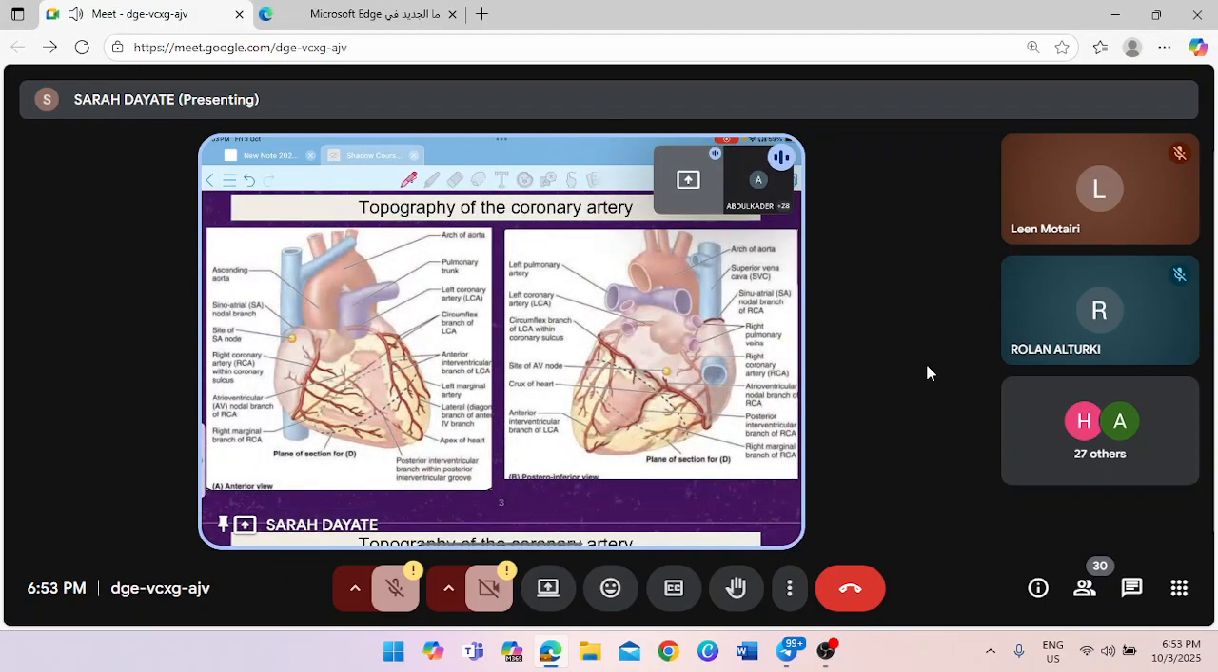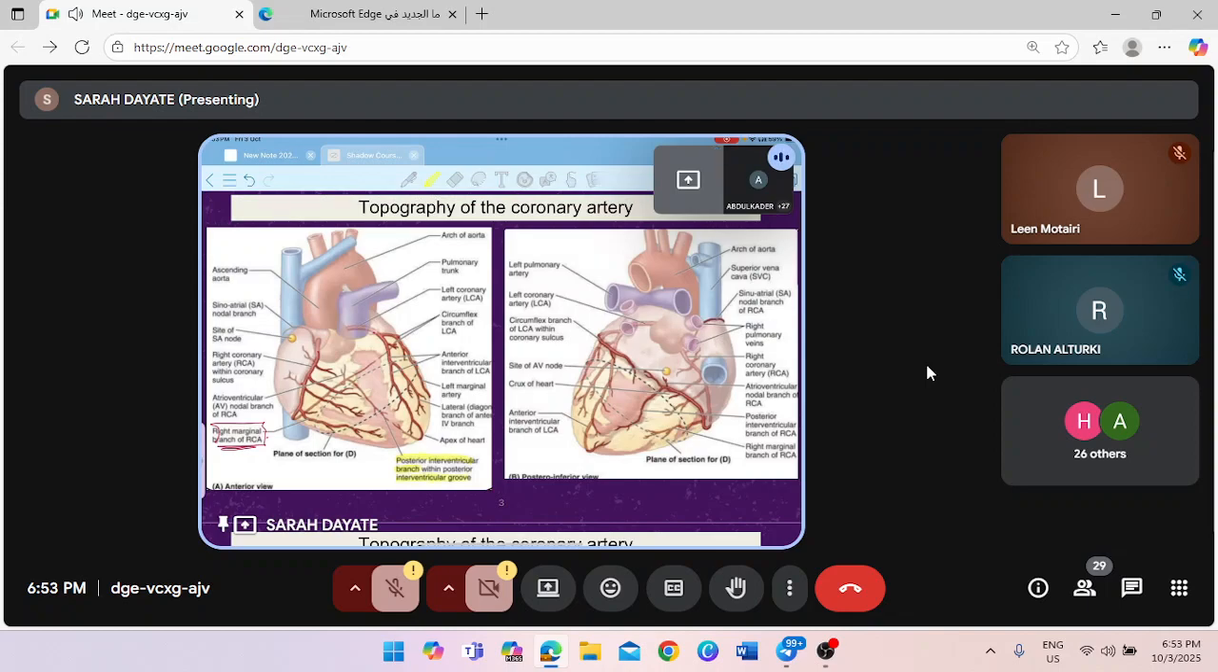Here we have the right coronary artery and the left coronary artery. The right coronary artery will give branches as well, which are the marginal artery. Here, it's a branch in the margins, and it also will go to the back. And it also has another important branch, which is the posterior interventricular branch within the posterior interventricular groove.